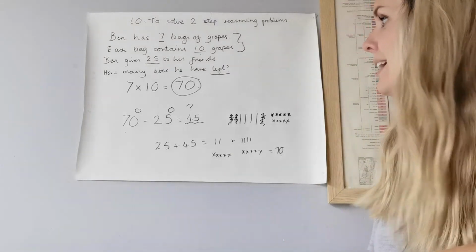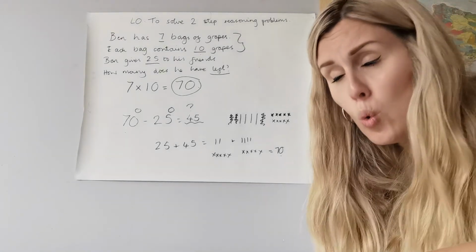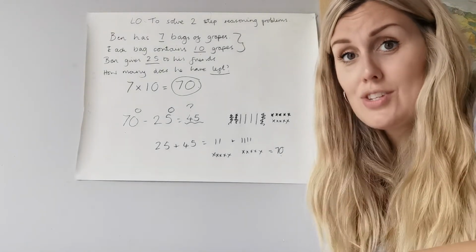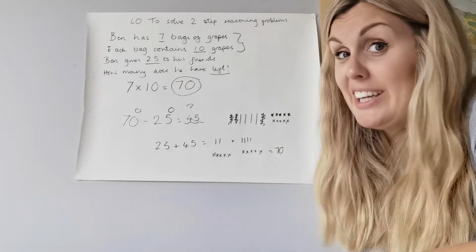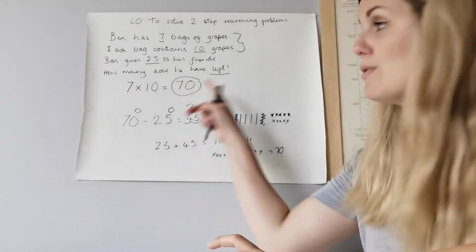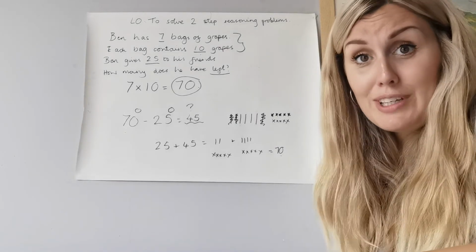How silly. So that's how you do two-step reasoning problems. It's all about reading the questions really carefully first. If you don't, you might get it wrong, or you might put the first step as your answer. So these problems are quite tricky today.